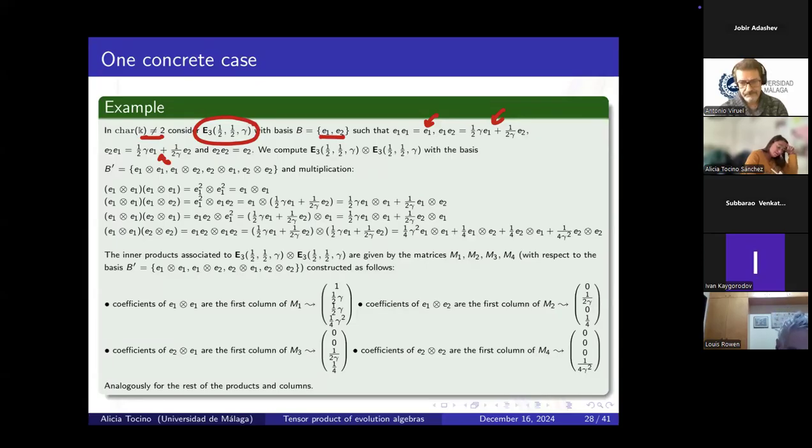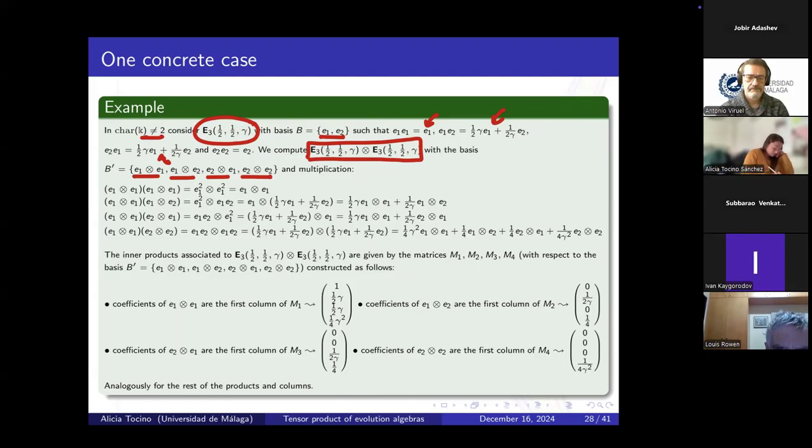And we compute E3 tensor product with itself, and we want to know if this is an evolution algebra or not. So with the basis given by all the tensor products of the bases in E3, we compute the product between any two of them.